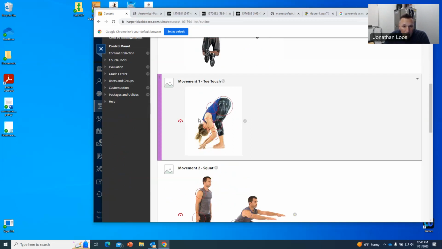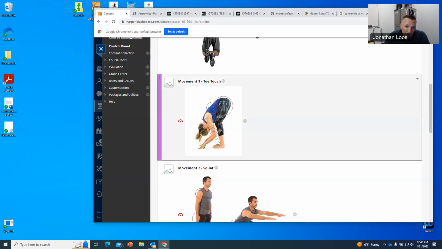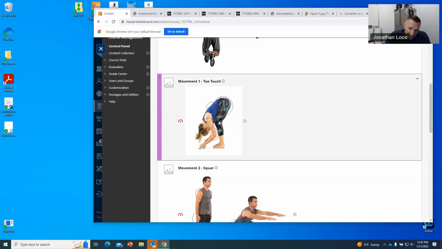Here is our toe touch position. We started from anatomical position, from this position here, and we're reaching down to touch our toes. So we went from a standing position to a bent over position. Gravity is pulling us down. This was done by gravity, not by muscle contraction. So what I see here is slight knee flexion, hip flexion, trunk flexion, shoulder flexion, and elbow flexion. So I see flexion through the entire kinetic chain.